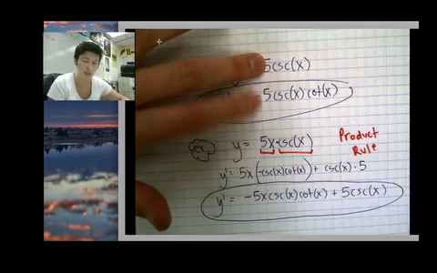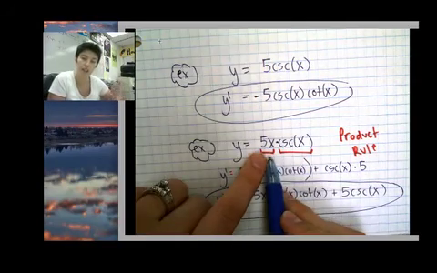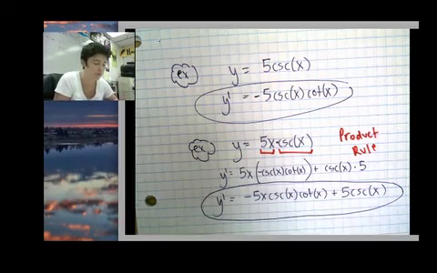So pay attention to the numbers in front of the trig functions. If it's a number alone, no problem. If it has a variable, look out for the product and quotient rule. They're going to show up a lot.